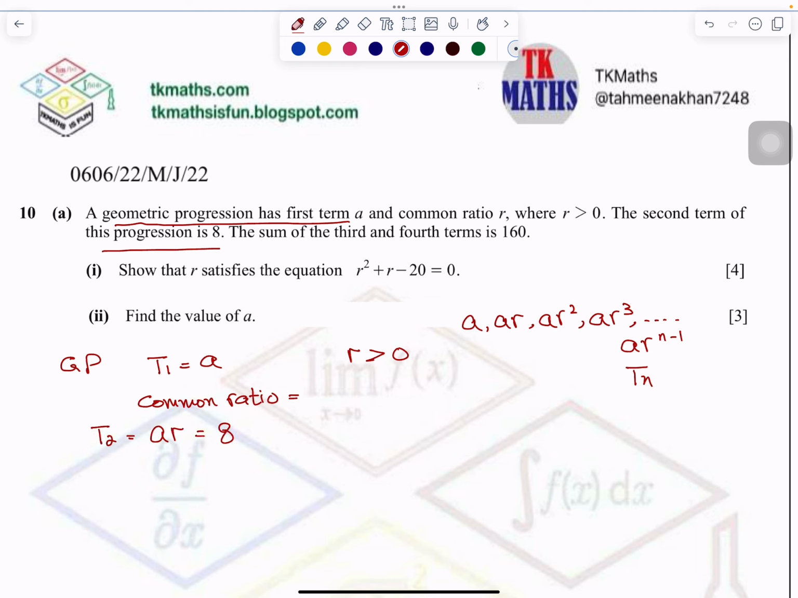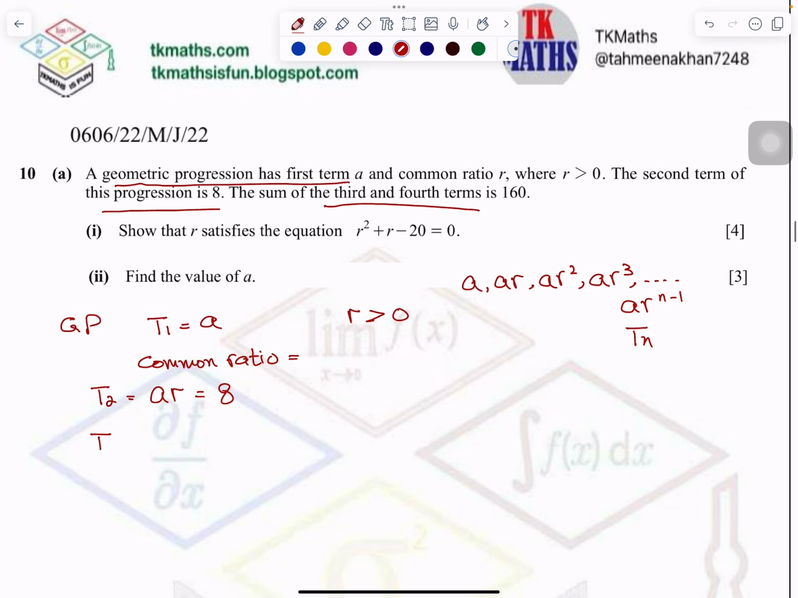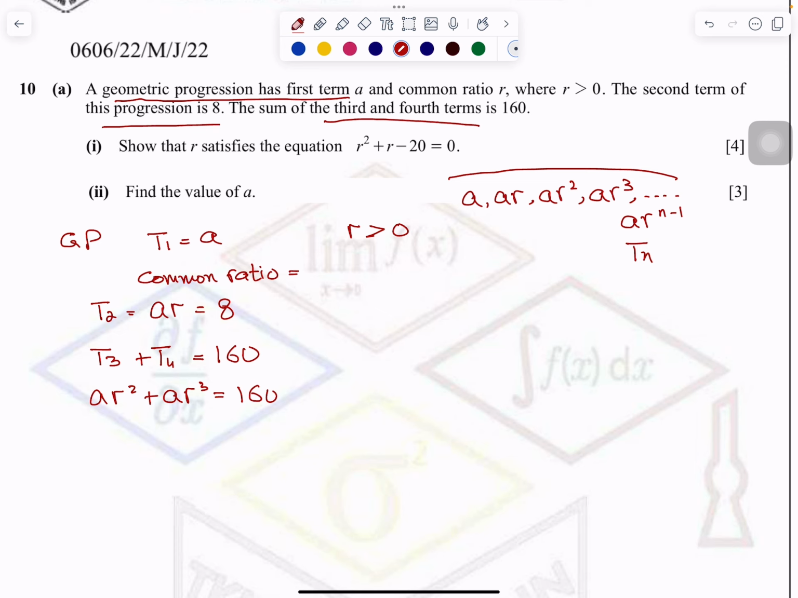The question is giving you the sum of the third and fourth terms. If you add them up, the sum is equal to 160. And if I look at this series, what is my third term? It is AR square plus AR cube. Whatever I have written so far is all given in the question, and with the help of this situation I have to get this equation, and after getting this equation I have to find the value of A. So these are the two parts of the question.